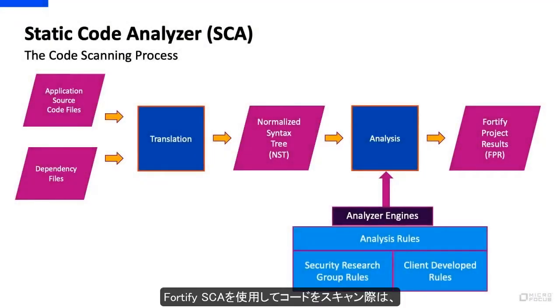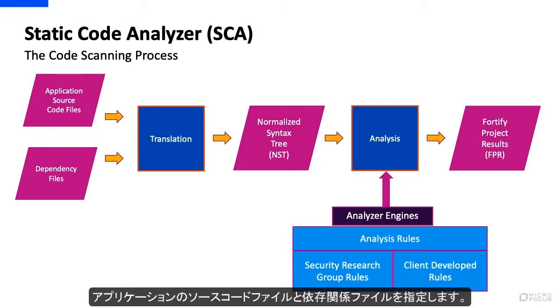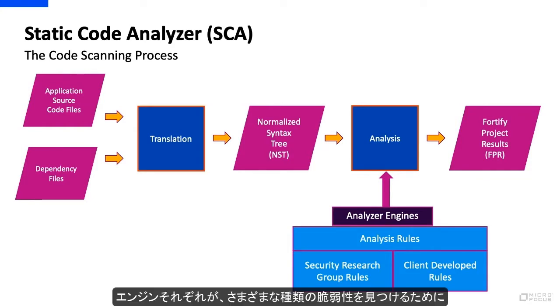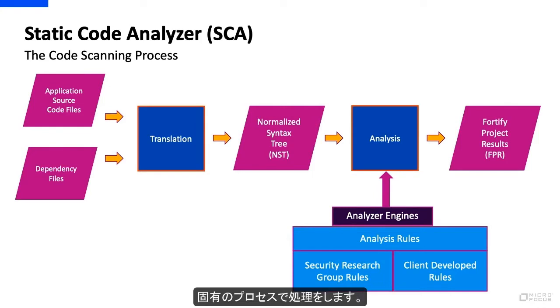So when you scan code using Fortify SCA, you give the tool your application source code files and dependency files. Then there are two stages to our scanning process. First, we translate those source code files and dependencies into NST files, normalized syntax tree files. And then, having done that, we run a second stage, which is the analysis stage, and we run your code essentially through a set of 8 analyzer engines. Each of those engines serves a specific process to find different types of vulnerabilities.